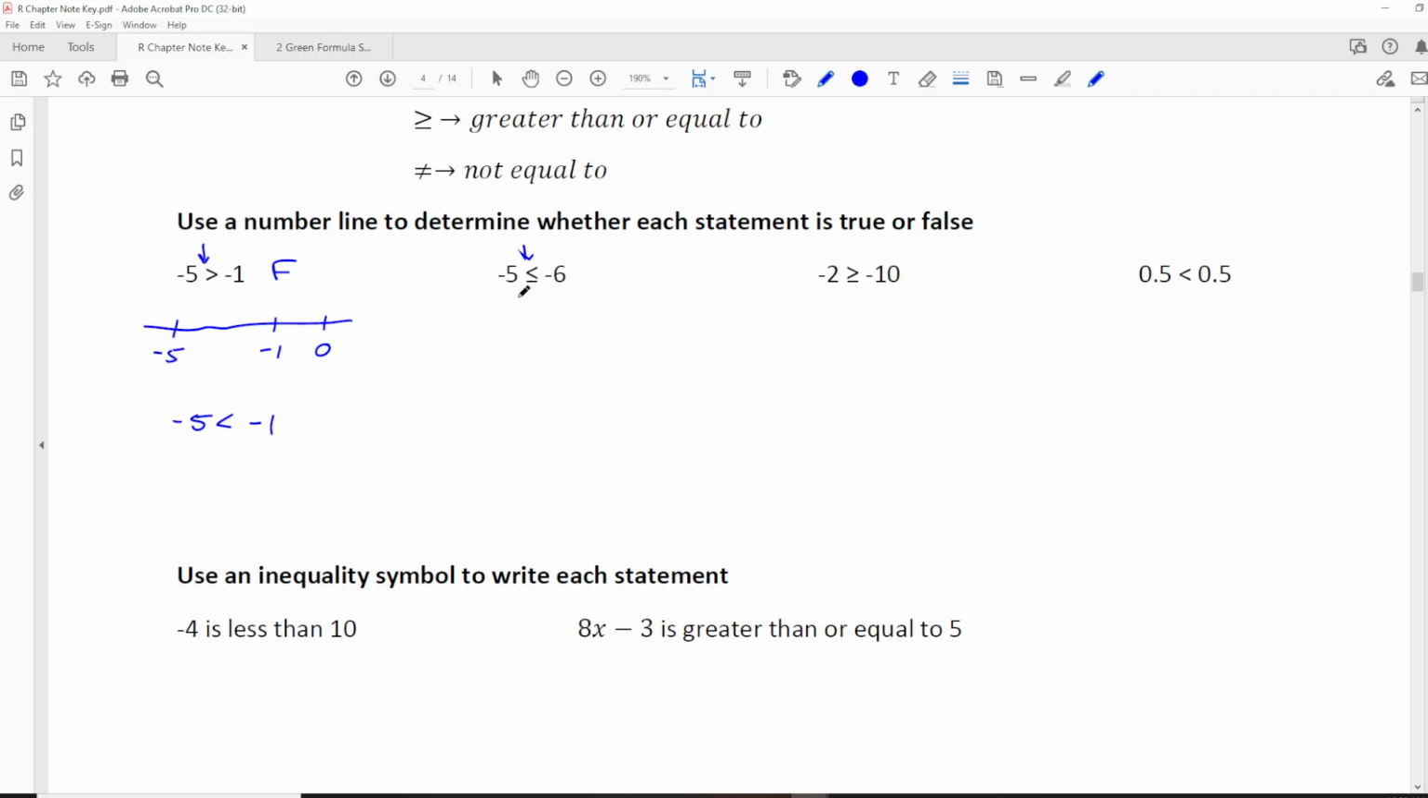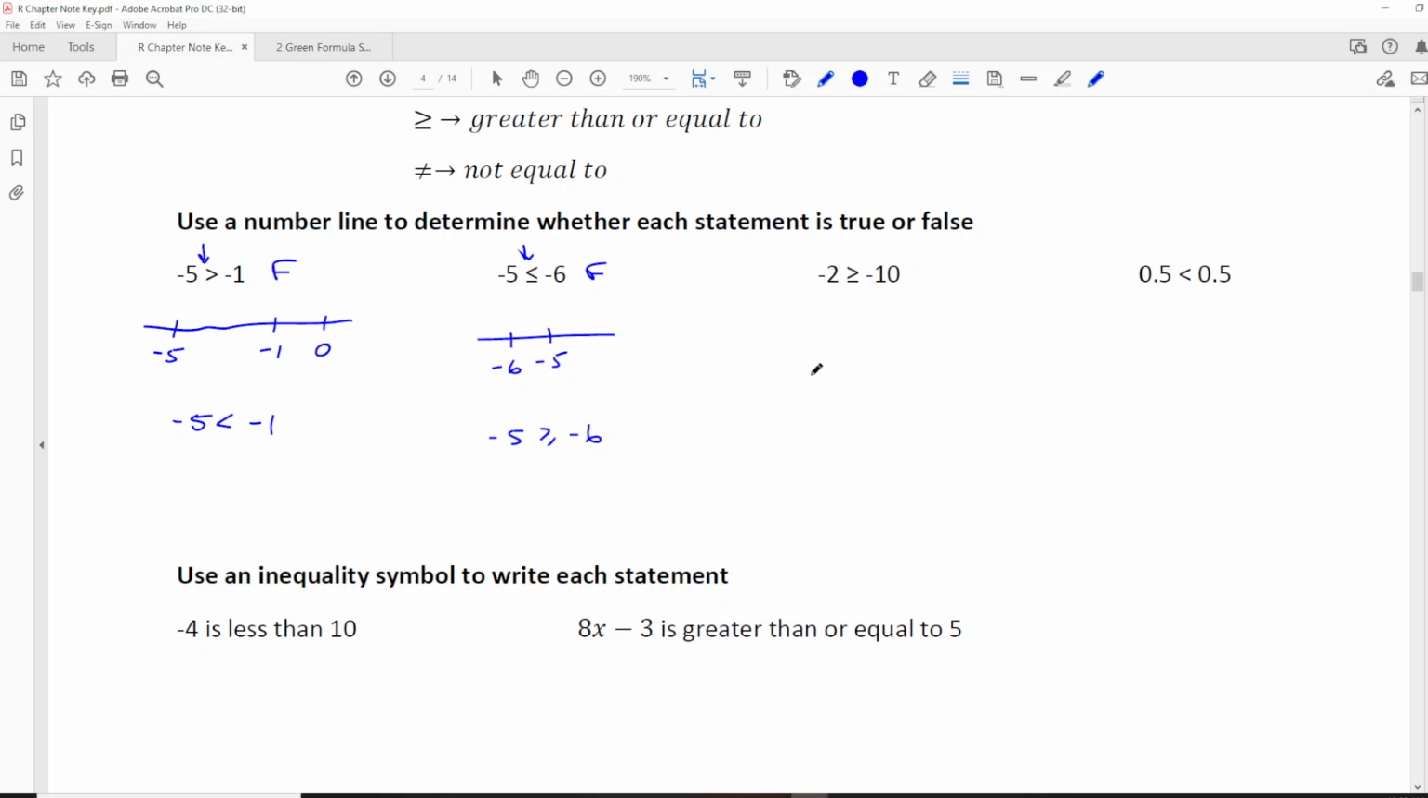All right, what about this one? Is -5 less than or equal to -6? Well, again, -5's here, -6 is down here. So -6 is less than -5. So again, this is false. If I wanted to write it correctly, it would be -5 is greater than or equal to -6.